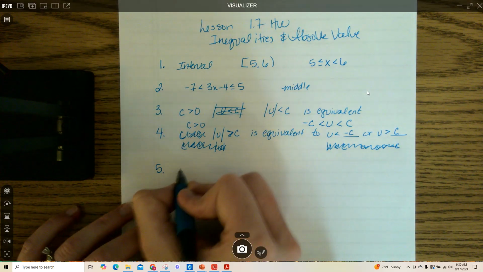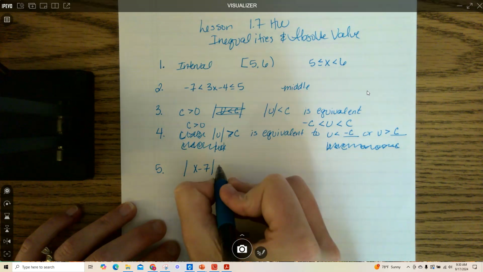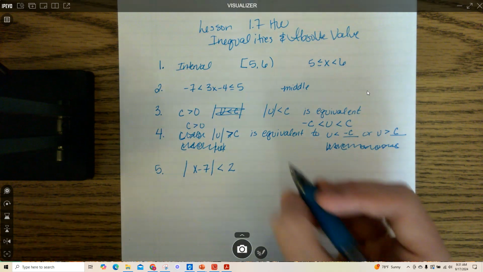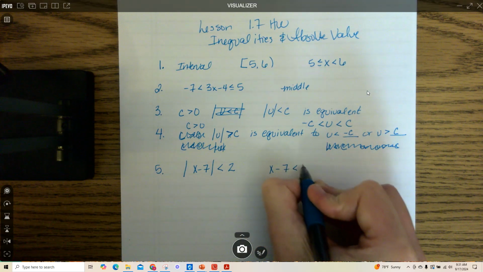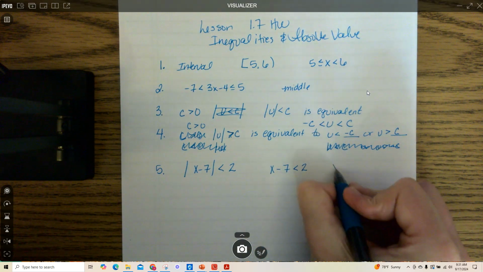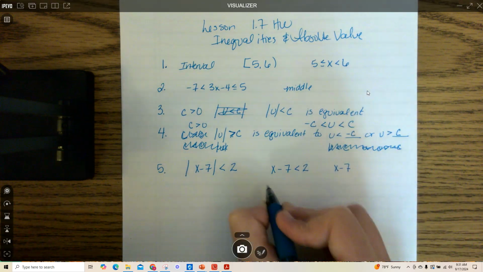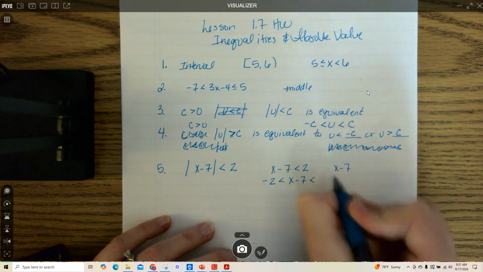The inequality absolute value of x minus 7 is less than 2 can be rewritten without absolute value bars as blank. Is it x minus 7, 2, and does the sign flip? I think it's an and statement: negative 2 is less than x minus 7 is less than 2.